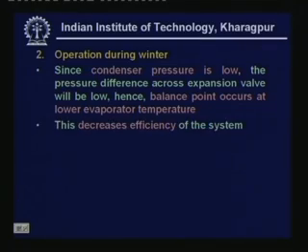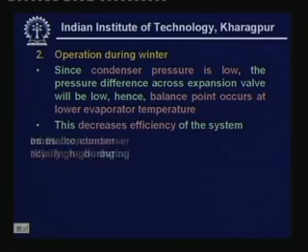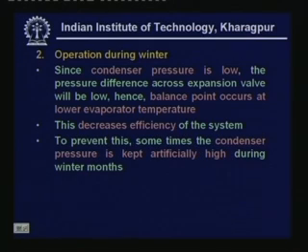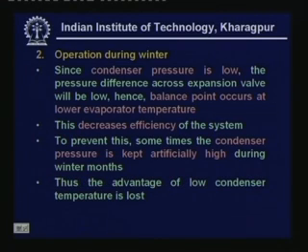So you will find that in winter the expansion valve will be operating at a lower condenser temperature and also a lower evaporator temperature, and you know that operating at a lower evaporator temperature is not efficient because this will lead to poor COP, etc. So this is one of the problems with this kind of expansion device. This decreases the efficiency of the system. To prevent this, sometimes the condenser pressure is kept artificially high during winter months. So you will actually lose the advantage of operating the condenser at lower condenser temperatures because of this limitation of the expansion devices.